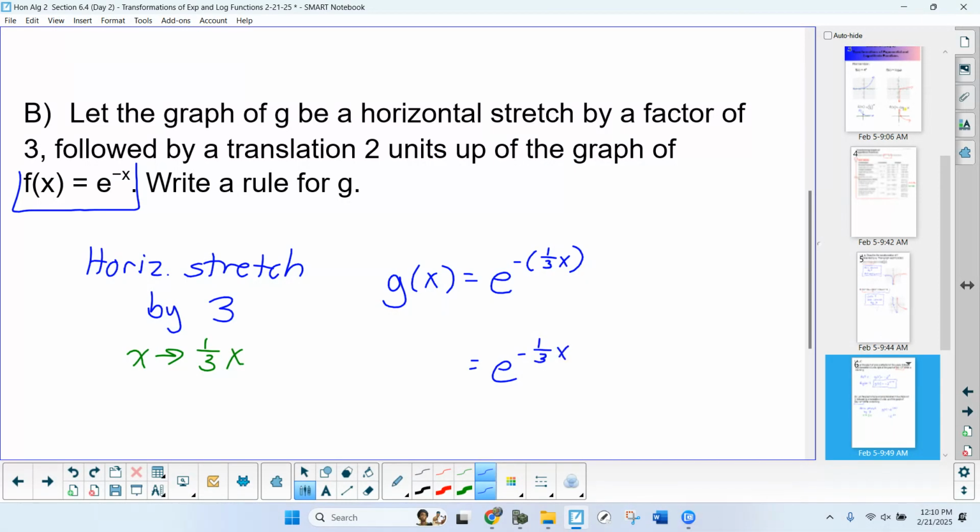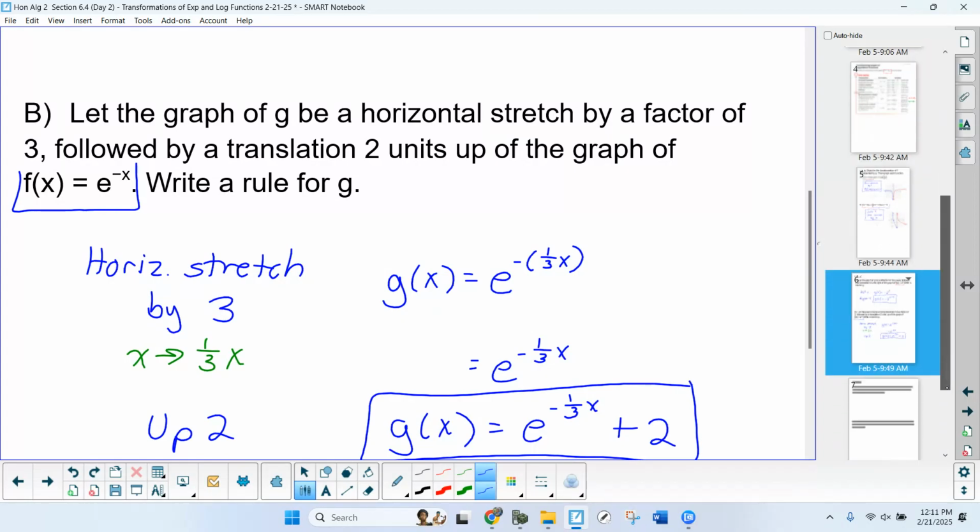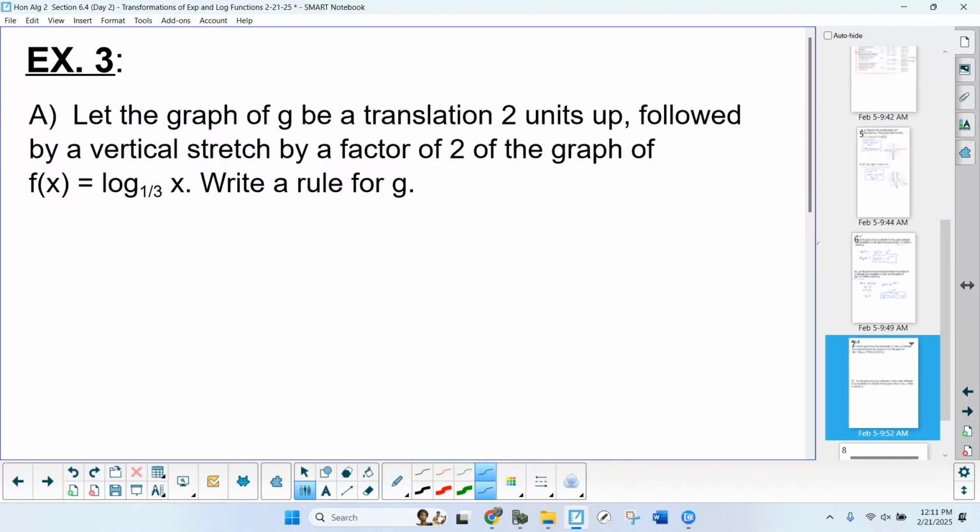And now we're going to go up 2. What do you guys do when you go up 2? +2. Yeah, +2 where? Down here. That's +2, up 2. Questions on that one? Are these pretty easy so far? Yeah. Okay, good. I'm glad we're going to have some time to work on our homework in a minute.